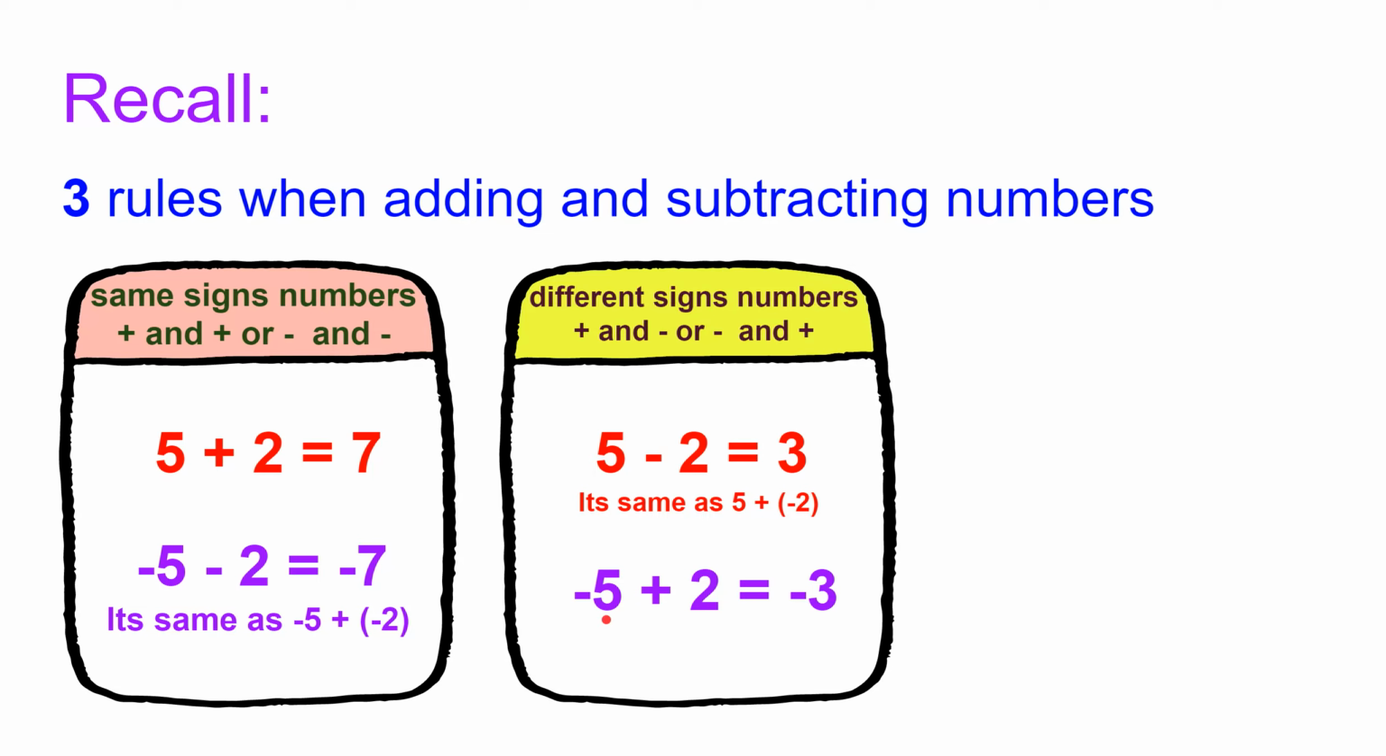And the last rule is when you have two negatives next to each other, that turns to a plus. So it's important to understand these rules before we dig in deep into adding, subtracting polynomials.